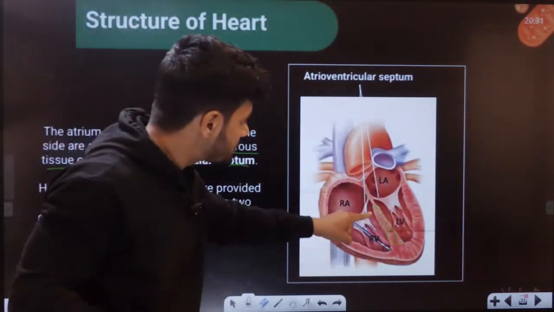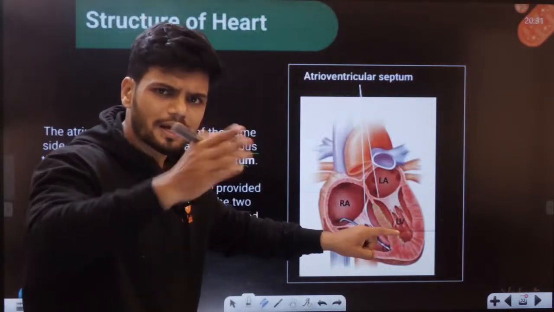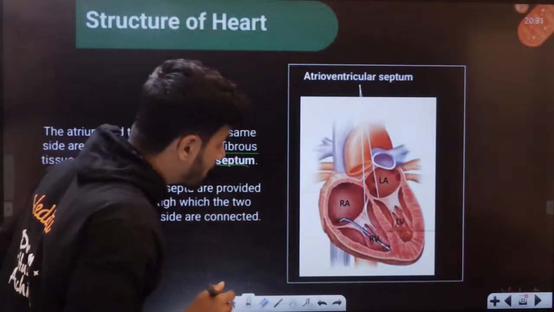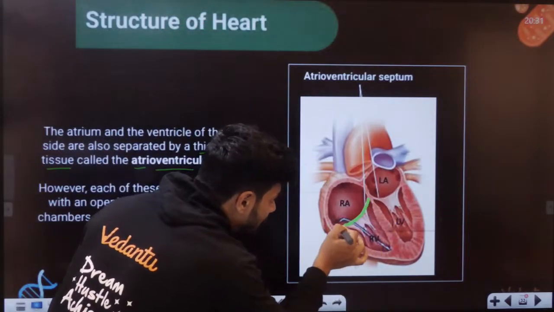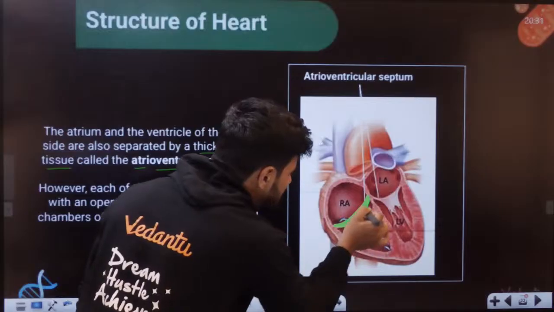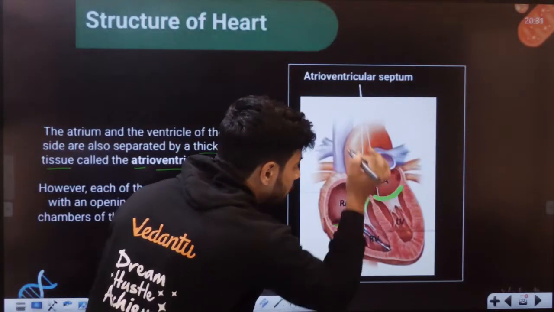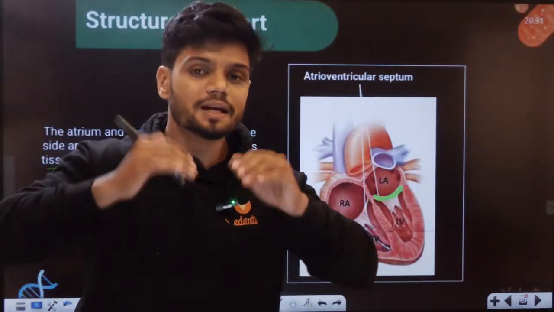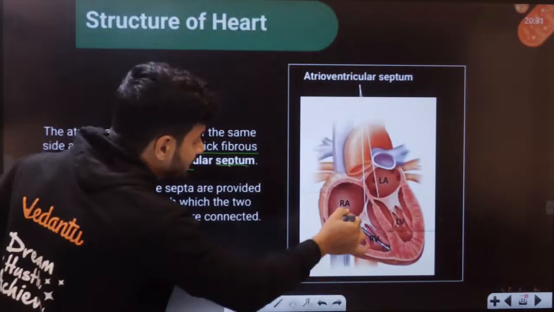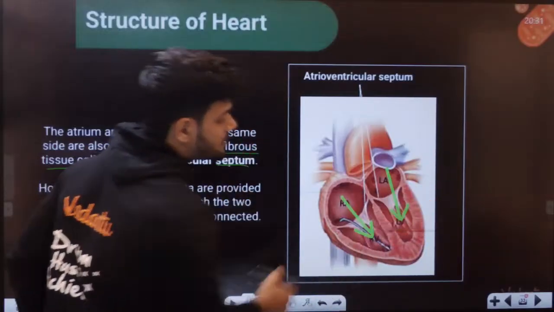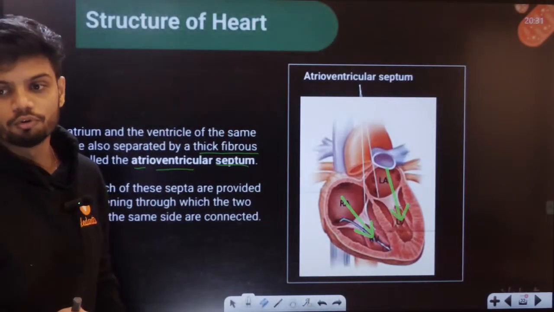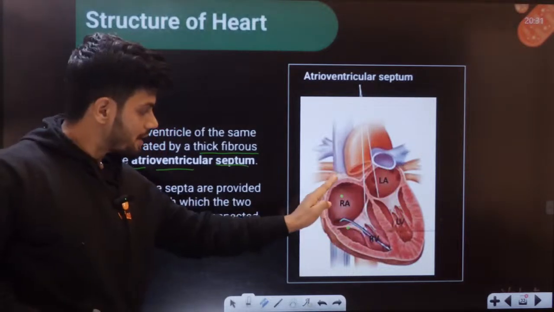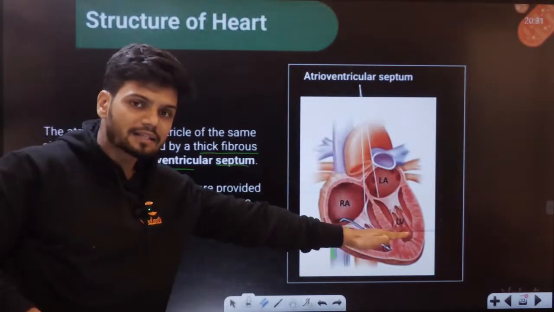In these two septa there is no connection. They are completely blocked. But these atrioventricular septa here have certain openings. Why the openings? These openings are present to interconnect these chambers, so blood can flow. So the right side is connected to each other, and the left side is connected to each other.